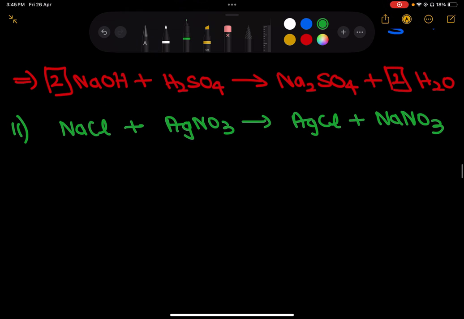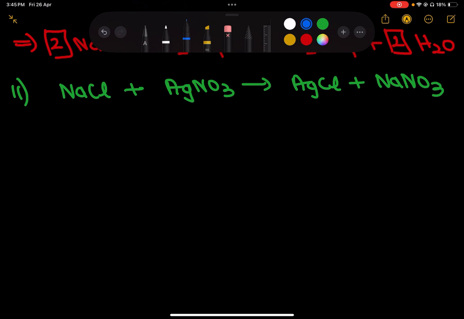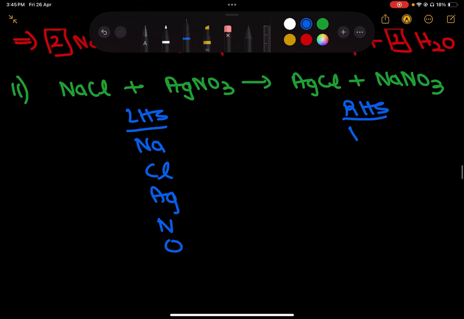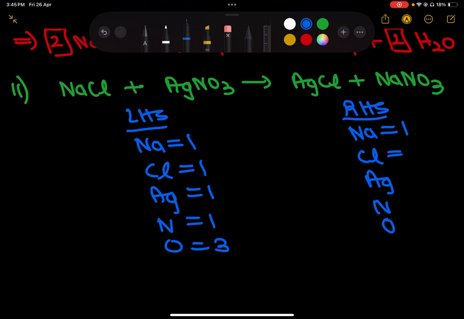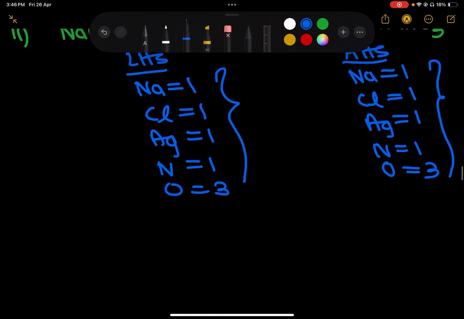Okay, so now moving on. So here we have LHS, RHS. So we have NaCl, AgNO3, and we have AgCl, NaNO3. So there are so many. Now let's see what happens. 1, 1, 1, 1, and 3. 1, 1, 1, 1, and 3. So you can see it is already balanced, you don't have to do anything. Okay, so you can write it as it is.